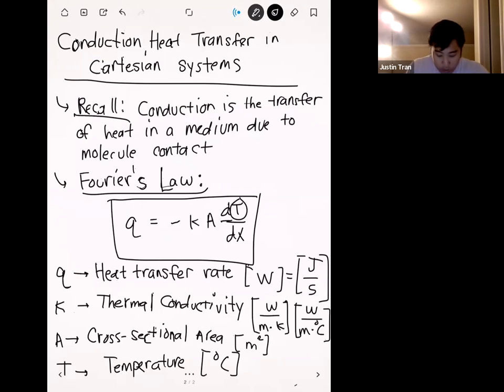Okay. All right. So let's talk about the derivative, because the temperature doesn't appear in our equation just by itself. It appears as this derivative term. So let's talk about what that means. Our derivative term here is dT/dx, and this is known as the temperature gradient.